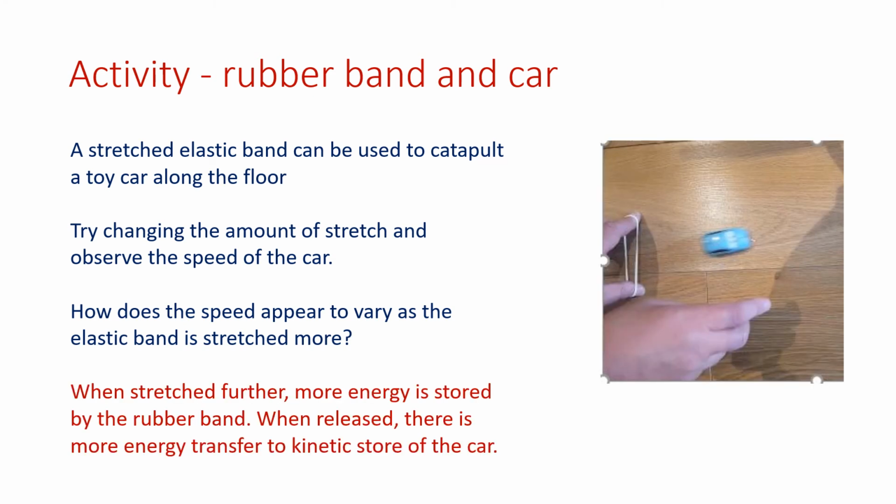You may have noticed, if you tried that, when stretched further, the car will move off with a faster speed. The explanation is that when stretched further, more energy is stored by the rubber band, so that when released there is more energy transferred to the kinetic store of the car.